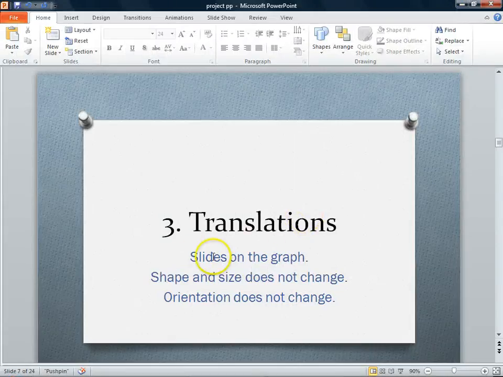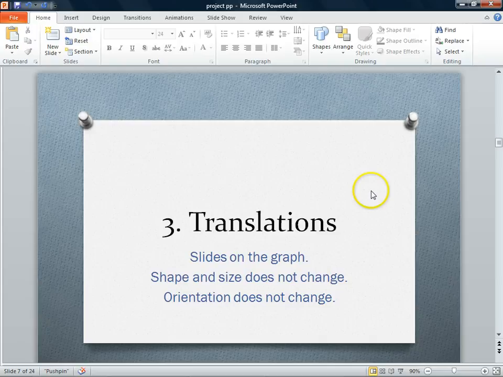These translations are slides on the graph. We translate points, segments, or images, and when we translate pictures, we translate all the points on the graph the same number of units, either up, down, left, or right. One of the key things about translations is that the shape and size of the image does not change. Neither does the orientation or the direction that the shape appears in.